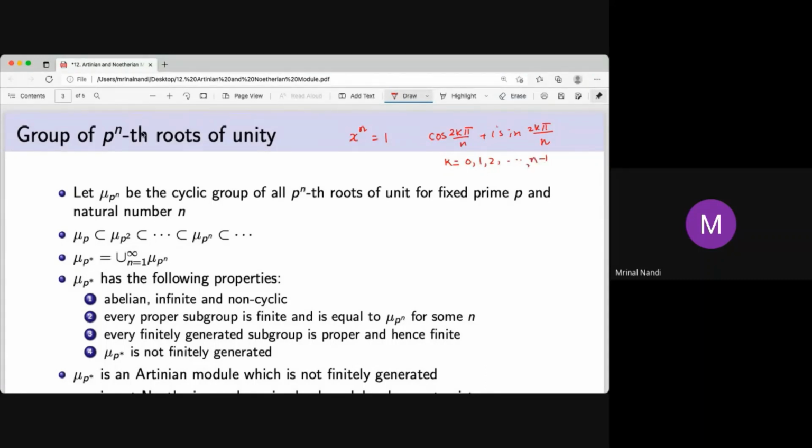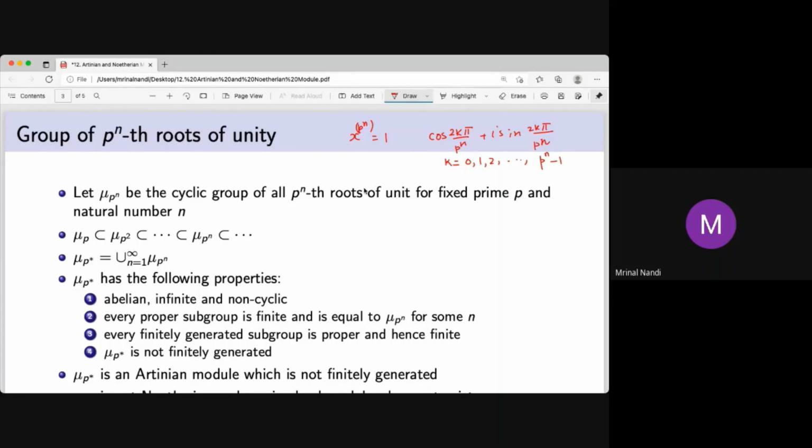Now we take p to the power n there. If we replace n by p to the power n, where p is a prime number, then k goes from 0 up to p to the power n minus 1. So this forms a cyclic group. We write that group as mu of p to the power n. This cyclic group consists of all p to the power n-th roots of unity for a fixed prime and fixed natural number n. So we fix p and n.